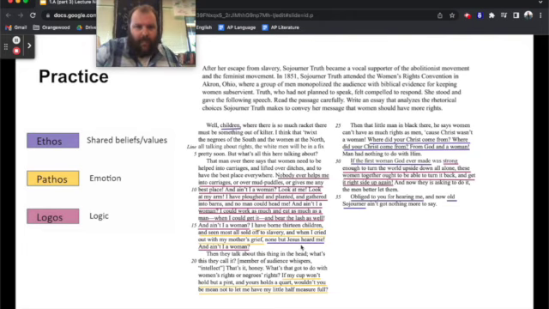Then she talks about, at the end here, when she talks about she had 13 children. Most of them were sold into slavery. She cried out with a mother's grief. Gosh, that part of the speech just kills me. She says, none but Jesus heard me. Why is that ethos? Well, that says something about her belief in Jesus, right?